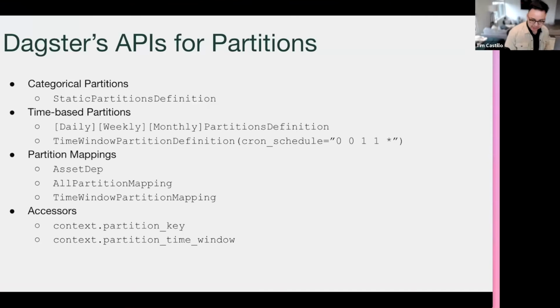And then once you define your partitions, you might want to customize how downstream assets use the partitions they depend on. We'll talk about some of these APIs later on. And then you'll need some way to figure out how to access your partition when materializing your assets, which is why Dagster exposes a runtime context argument for your code to know which partition it is trying to materialize.